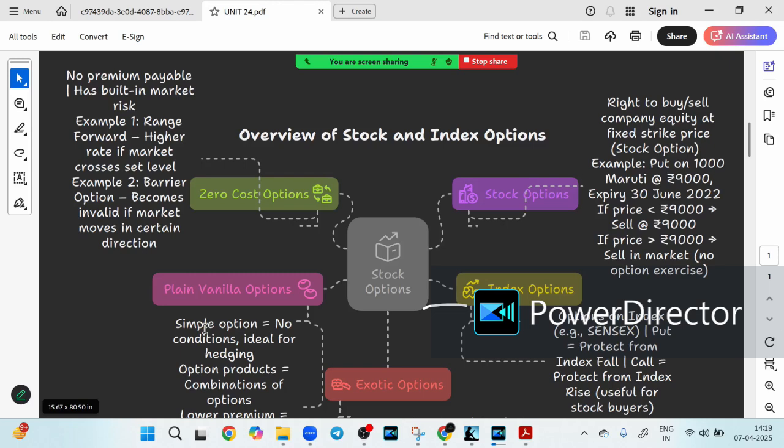So in the world of financial instruments, stock and index options are powerful tools for both hedging as well as speculation. Let's explore the types and features that make them so versatile. So first of all, what is a stock option? Let me take you to the world of the stock option.